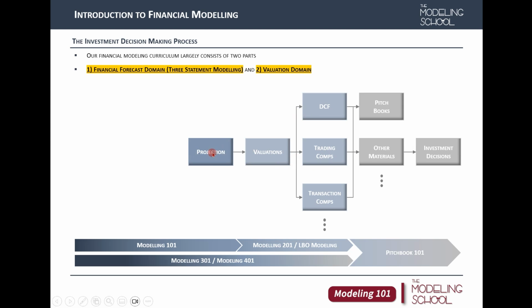What are the revenues going to be in the next 5 years? What's going to be the operating expenses in the next 5 years? The balance sheet, the free cash flow, and so on. And in order to do a thorough projection of the financial statements, we have to analyze the past and also the present as well.